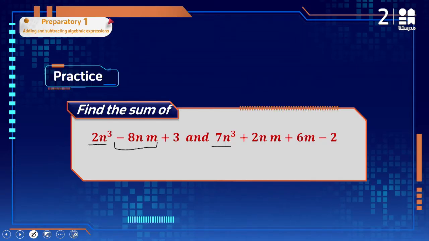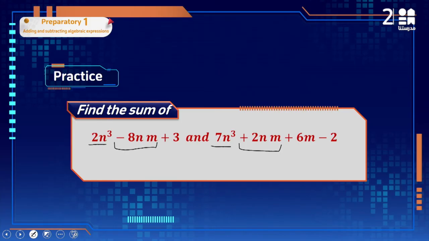Okay, now take nm. Here negative 8nm and positive 2nm. Sign of the bigger, then subtract. Here 8 is the bigger number. We are going to take the negative sign for it, so the answer is negative 6nm.